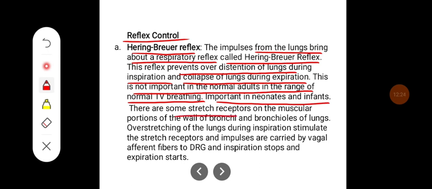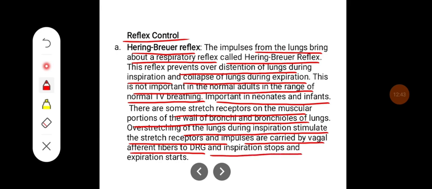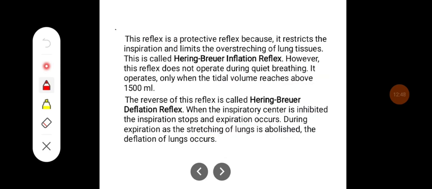There are some stretch receptors on the muscular portion of the wall of the bronchi and bronchioles of the lungs. Overstretching of the lungs during inspiration stimulates the stretch receptors, and impulses are carried by vagal afferent fibers to the DRG, the dorsal respiratory group of neurons, and inspiration stops and expiration starts. This reflex is a protective reflex because it restricts the inspiration and limits the overstretching of the lungs. This is called the Hering-Breuer inflation reflex.